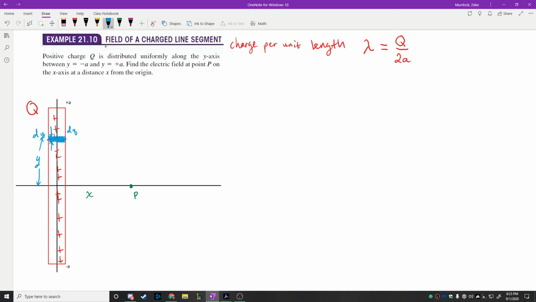Now this is just an infinitesimal piece of charge, and we're not going to worry about its width. What we're going to do is draw a line from where that charge is located, and we'll use a straight line for this one.